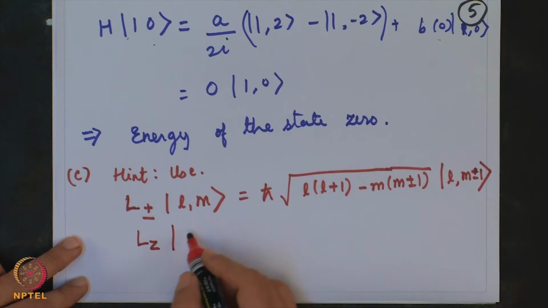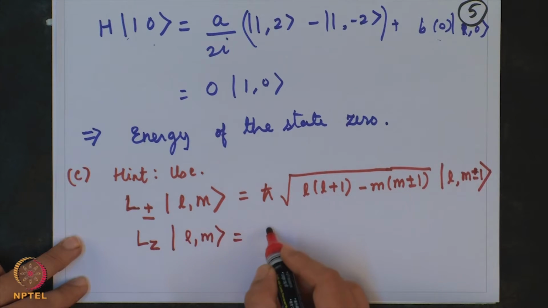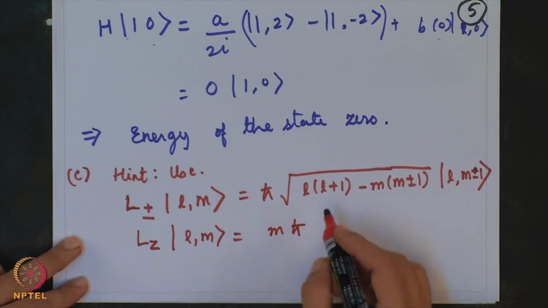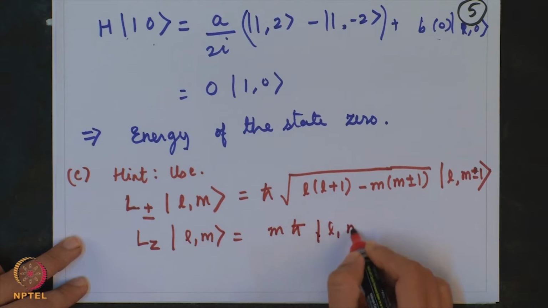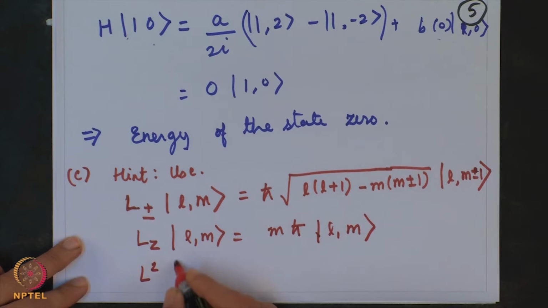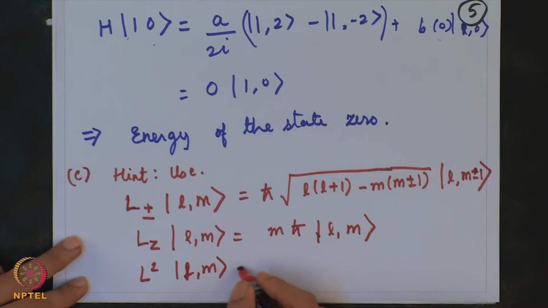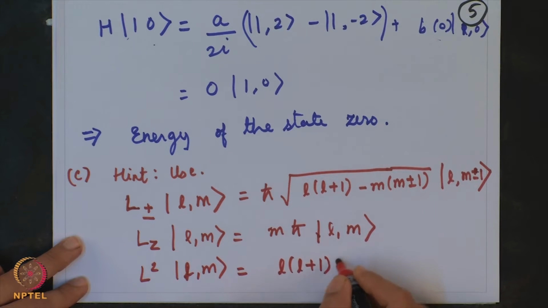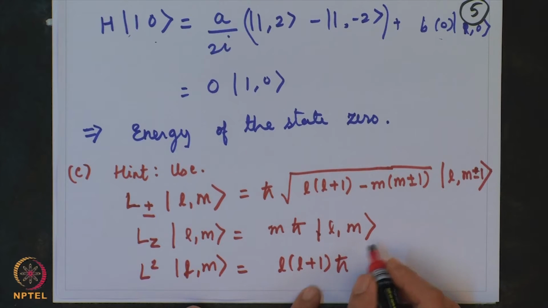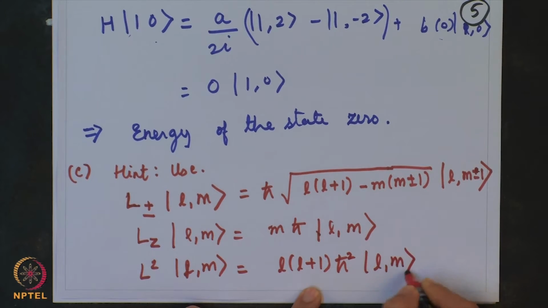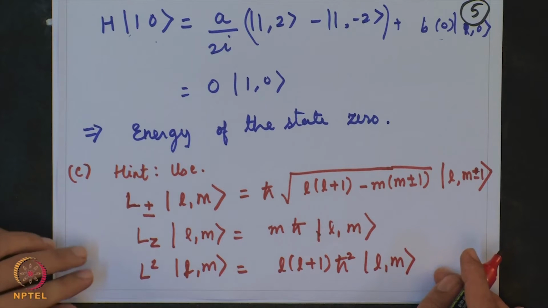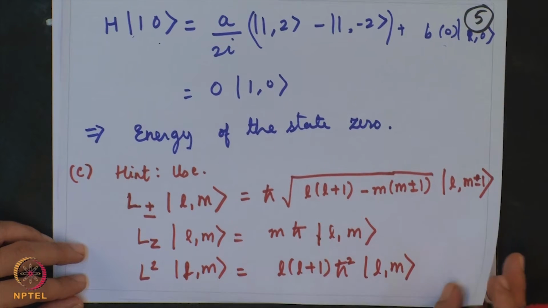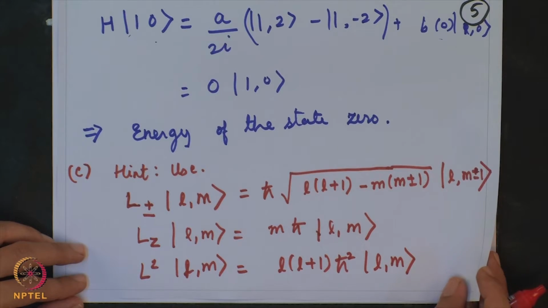So, this is one thing you are going to use, and the next thing would be Lz |L, M> is M H cross |L, M>, and L square |L, M> is L into L plus 1 H cross square |L, M>. So, these hints you have to use to calculate the C part of this problem. Okay. So, let us go a step further and use all this hint.